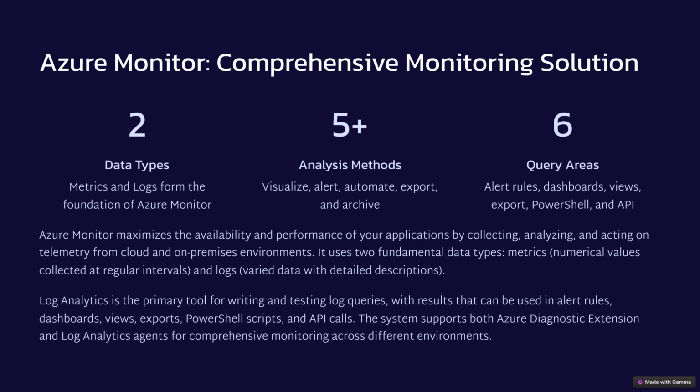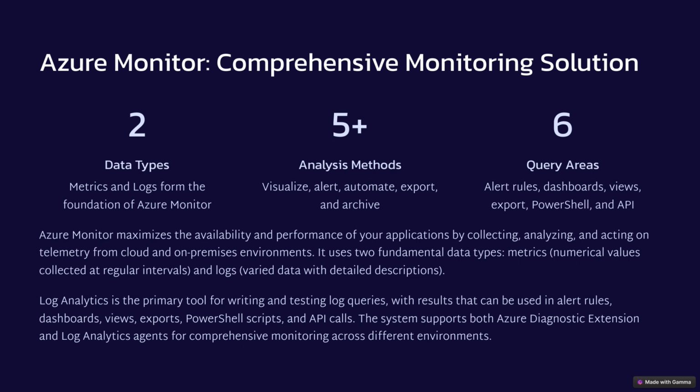The guide mentions 2 main types of data, metrics and logs. Can you explain the difference? Sure. Metrics are numbers. They describe how your resources are doing at a specific moment. Things like CPU usage, network traffic, storage space. So it's like the vital signs of your infrastructure.